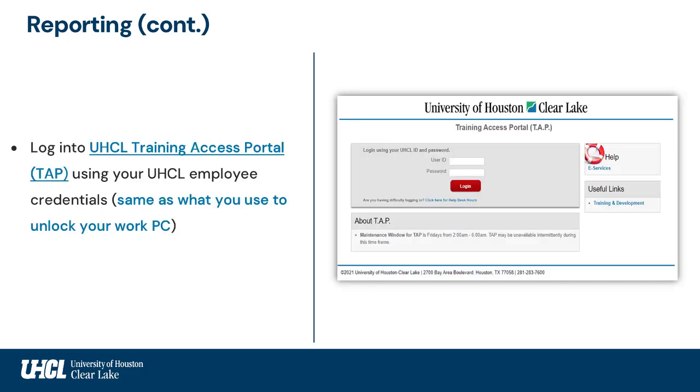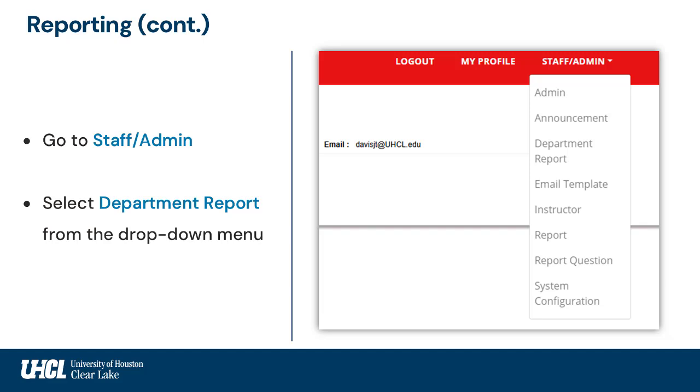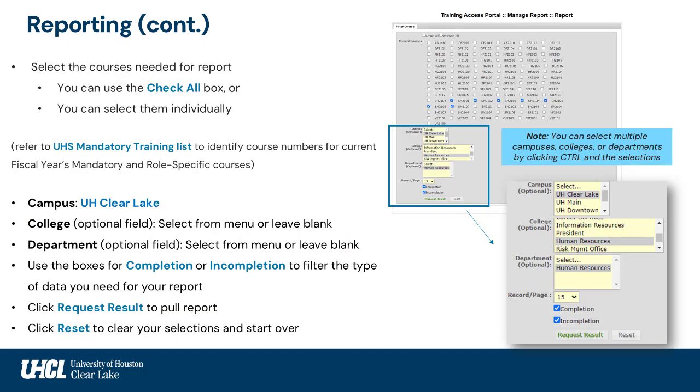From the UHCL Training Access Portal, use your UHCL credentials to log in. Once you are logged in, click on TAP Admin. Go to Staff Admin and select the department report from the drop-down menu. The top half of the screen is where you will select your courses. Select the courses that you need for your report. You can use the Check All box or you can select them individually.